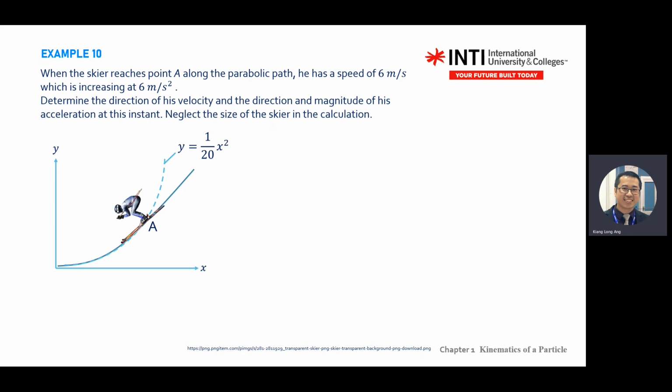It has the speed of 6 meters per second, which is increasing at 6 meters per second squared. This 6 meters per second is velocity. Increasing at 6 meters per second squared is acceleration. Determine the direction of its velocity and the direction and magnitude of its acceleration. You need to find both velocity direction and acceleration components, right? At that instant. Ignore the size of the object at this moment.